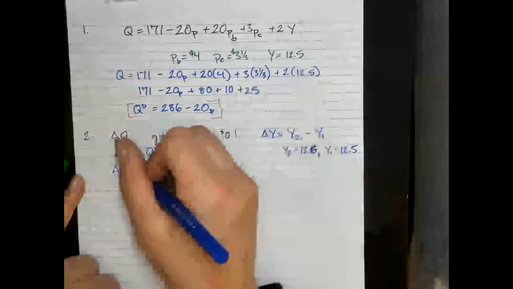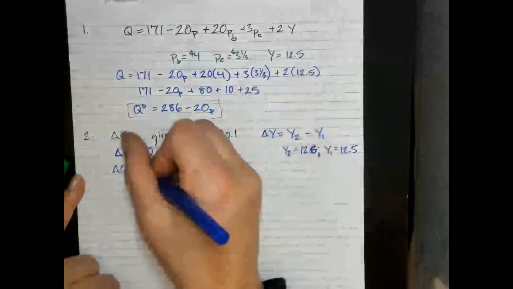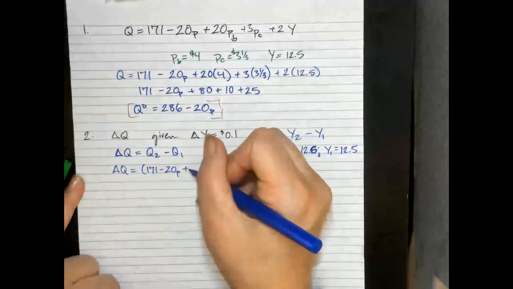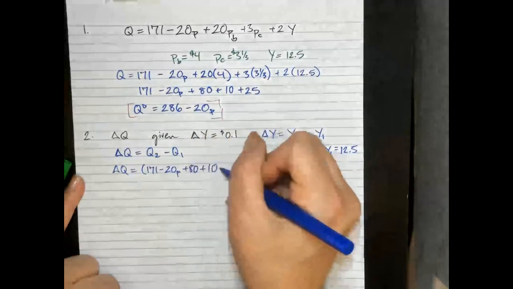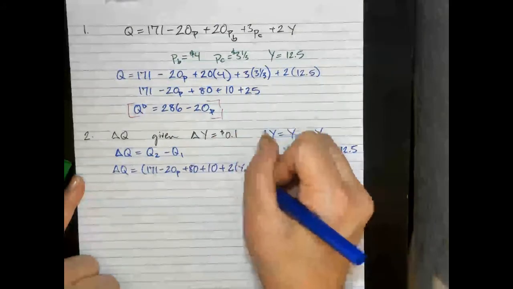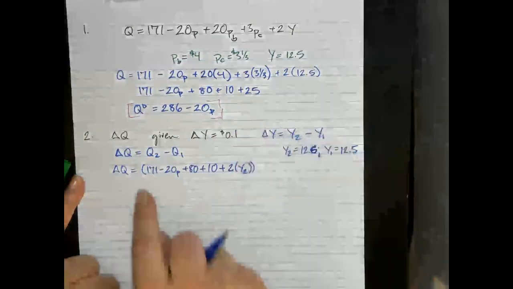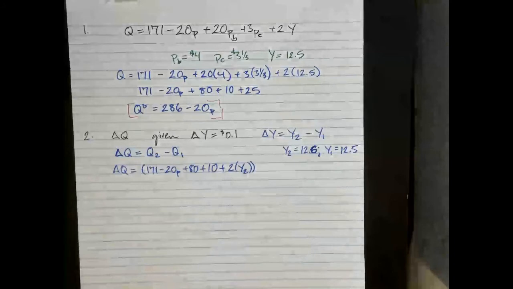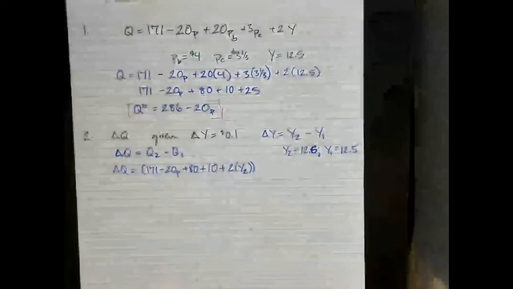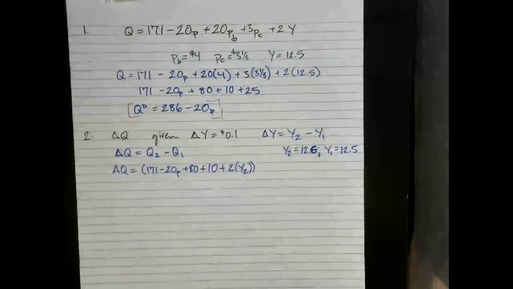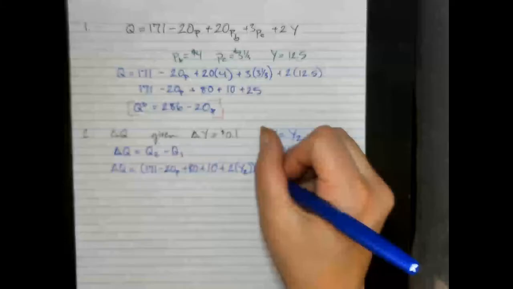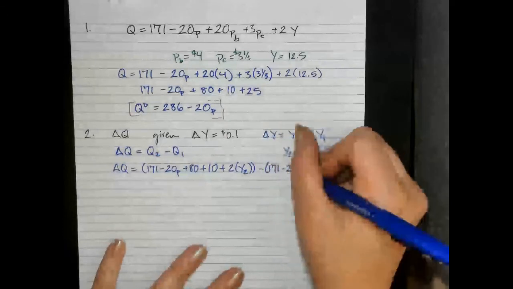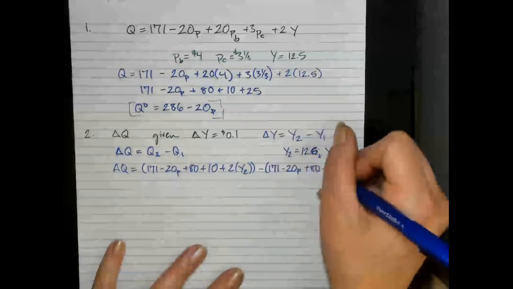So we say change in Q is equal to 171 minus 20P plus 80 plus 10 plus 2 times Y2. Do you see what we did there? We take that estimated demand function from above, we hold the other non-price determinants constant, and the only thing that we're going to change is Y. And now we can subtract Q1 from it, and Q1 is going to be the exact same function, only instead of with Y2, we'll be using Y1.